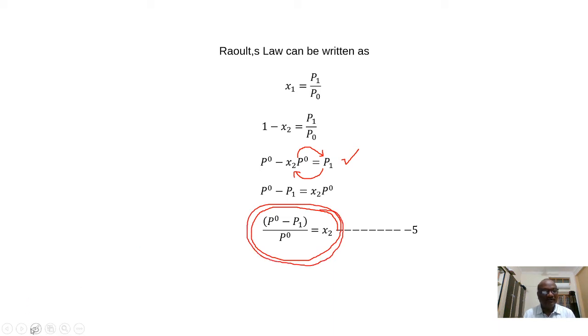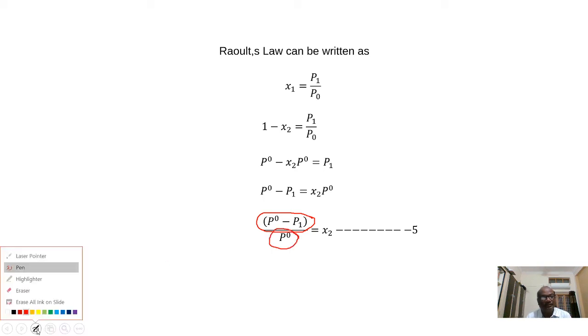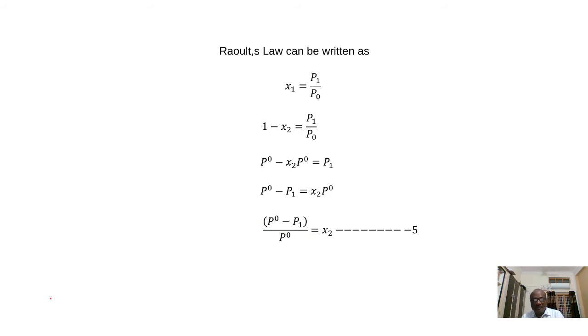So what is the meaning of P naught minus P1? It is the lowering of vapor pressure. The lowering of vapor pressure divided by the vapor pressure of solvent. Here you are calculating a ratio, the ratio between the lowering of vapor pressure and the vapor pressure of pure solvent. That is exactly equal to the mole fraction of solute dissolved in the solution.